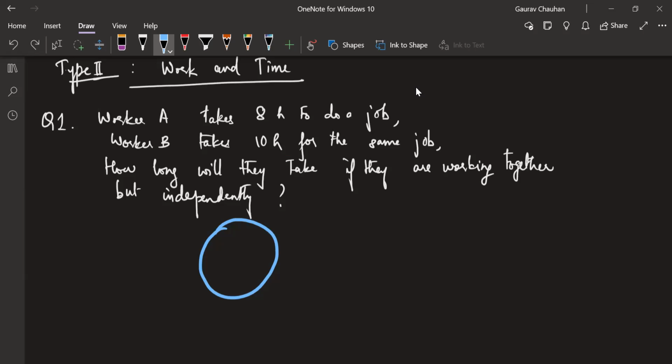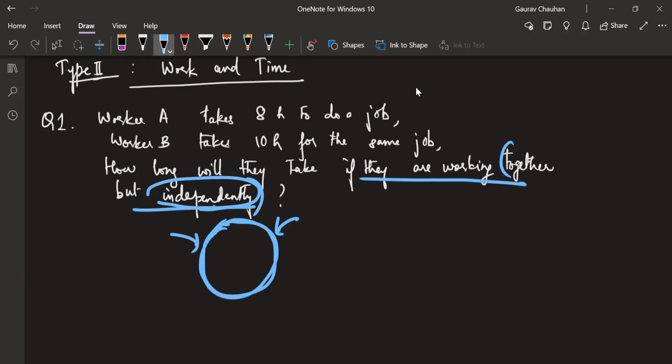The question is asking us, how long will they take if they are working together but independently. This is very interesting wording. This is usually how you will find it worded. What do they mean? Together but independently. It's like both of them are eating the cake together. Same cake they are eating together. Same table they are building together. Same code they are writing together. Whatever it is. But independently means they are not like when we work together.